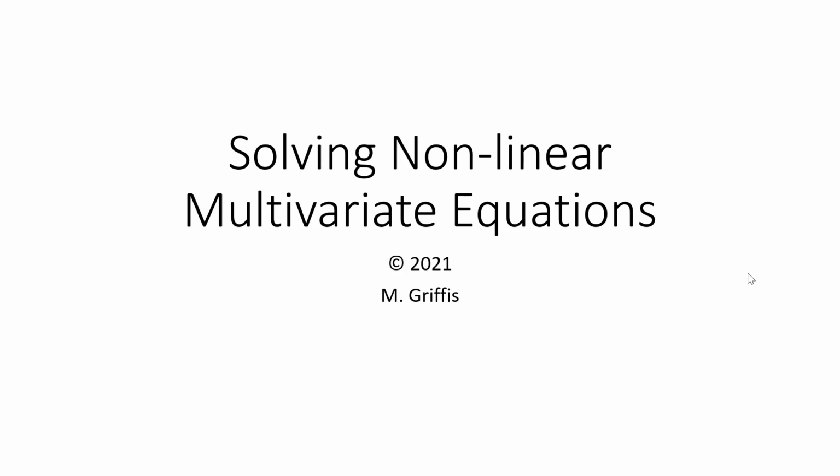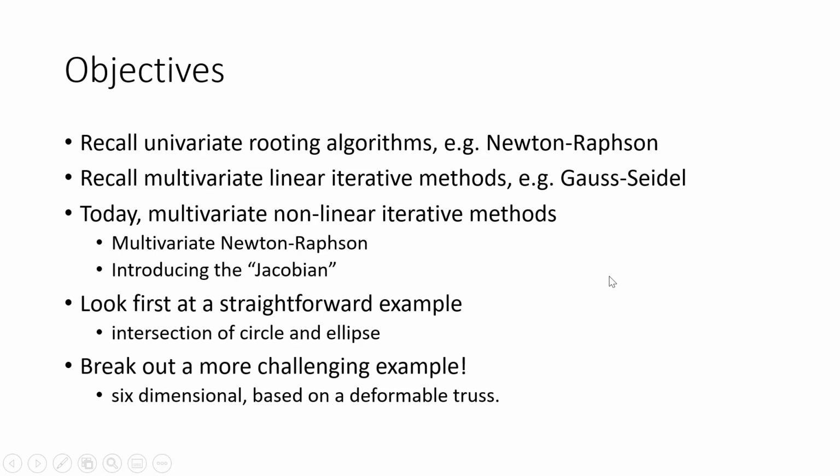Hello, today I would like to talk about solving nonlinear multivariate equations. So we're going to remember what we did with Newton-Raphson when we had one variable, univariate, and then we're going to look at a linear iterative method where we talked about Jacobi or Gauss-Seidel, and then we're going to transition to a multivariate nonlinear iterative method that's based on a multivariate Newton-Raphson, and that is where we find our Jacobian.